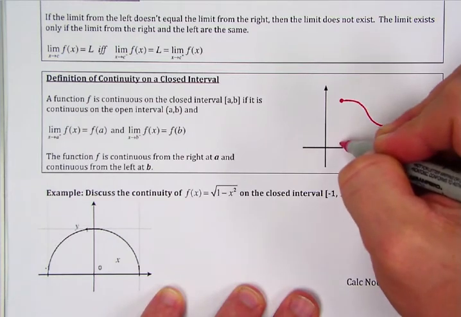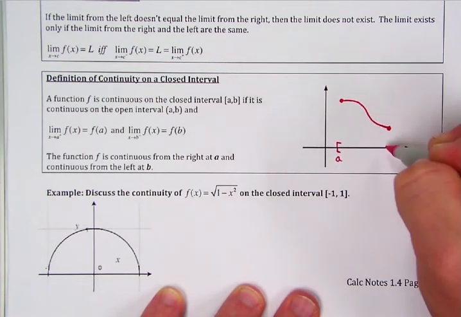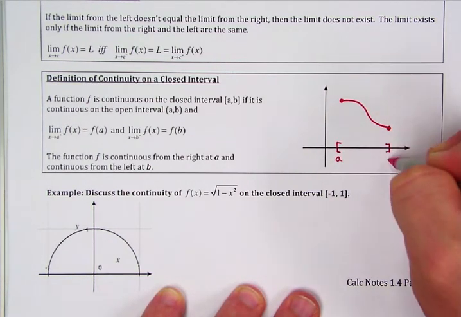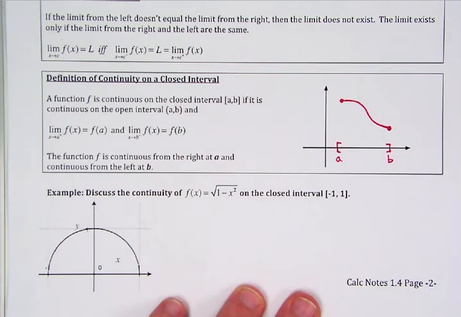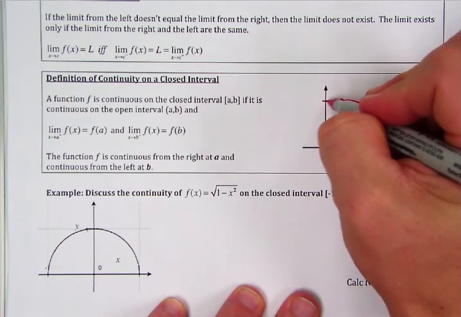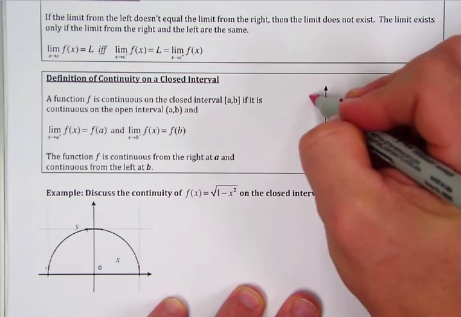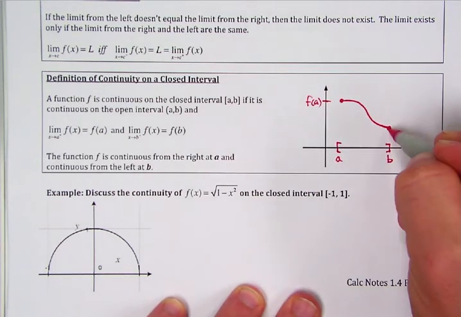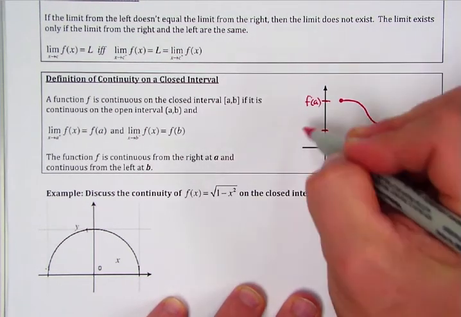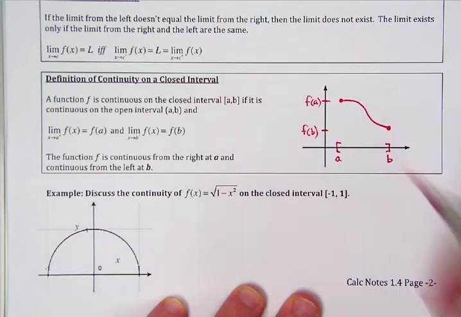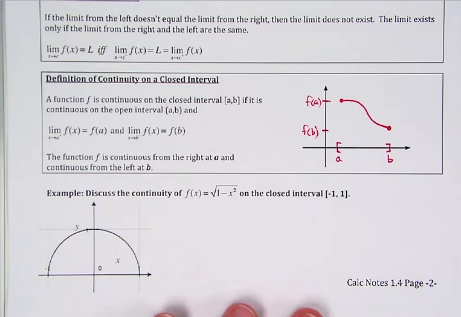Meaning the points are going to exist there. Okay, so this would be f of a, and then this would be f of b. So here's what it says.